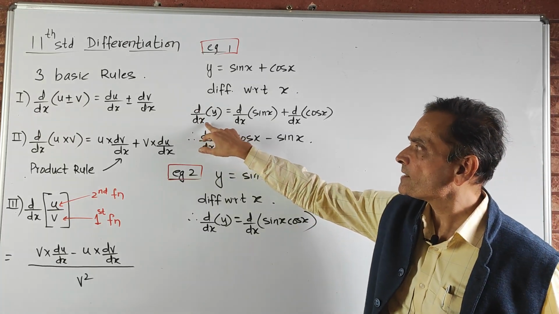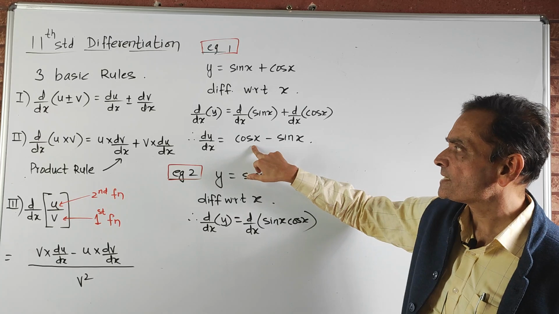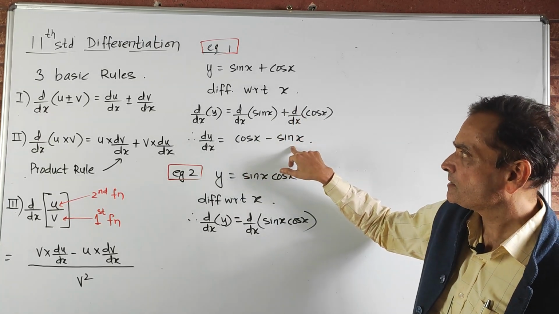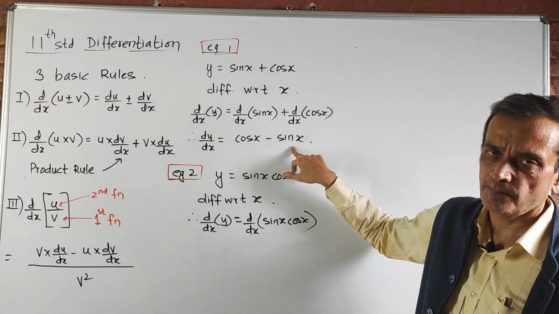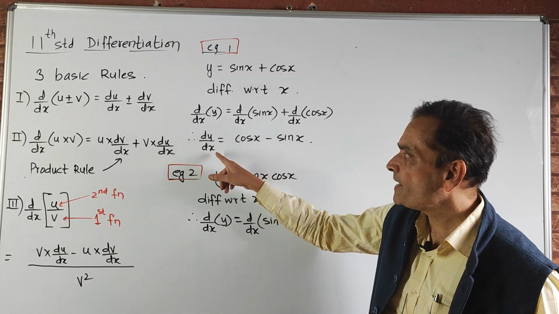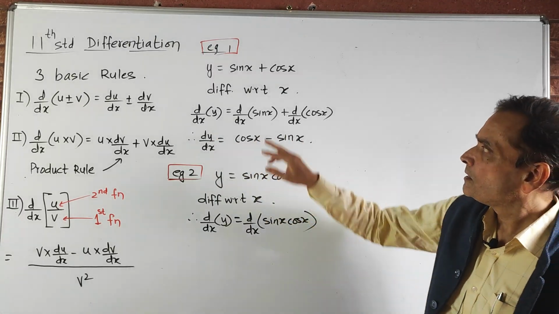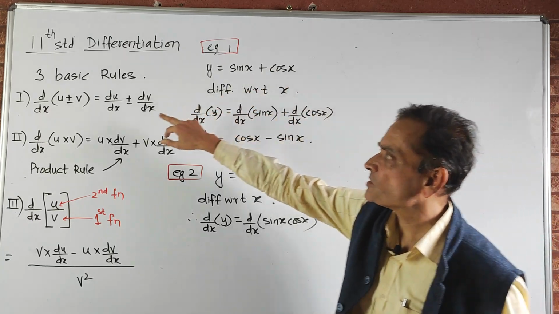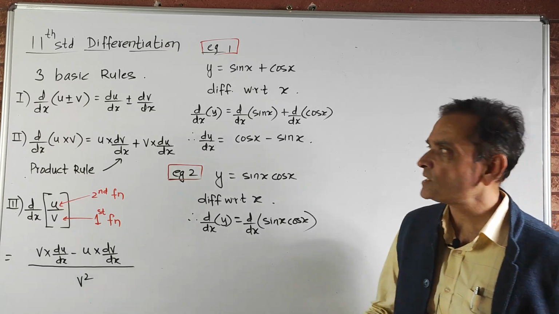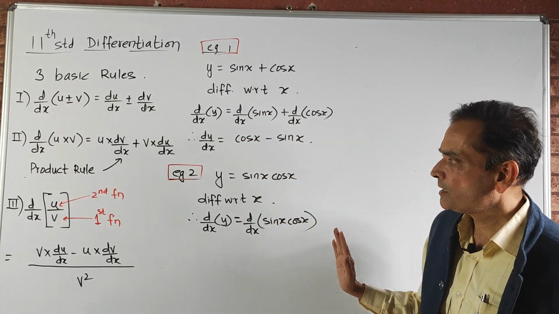So d by dx of y is dy by dx. Derivative of sin x is cos x. Derivative of cos x is minus sin x. All these are there in the formulae. So your final answer is dy by dx is equal to cos x minus sin x. This is for addition and subtraction basic rule. So for basic rule, it is just like opening up the brackets, d by dx, d by dx.